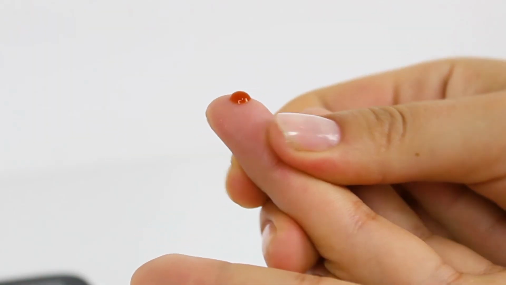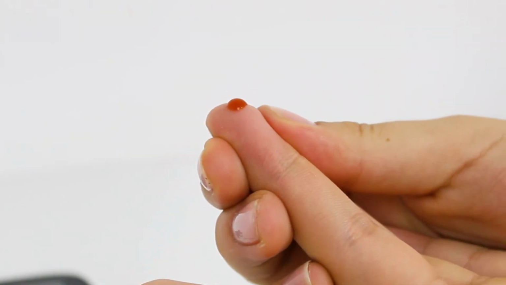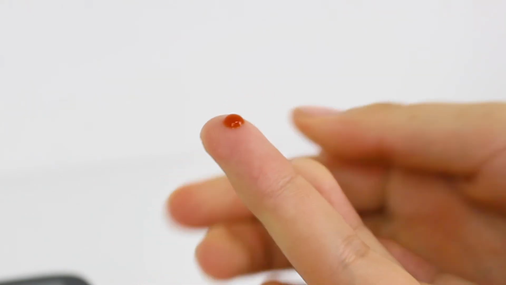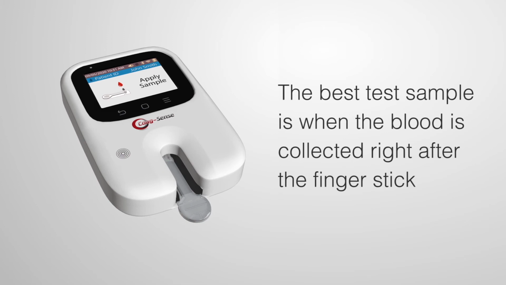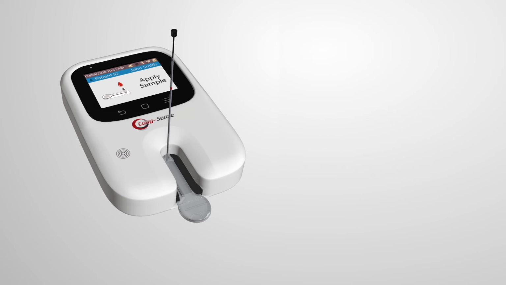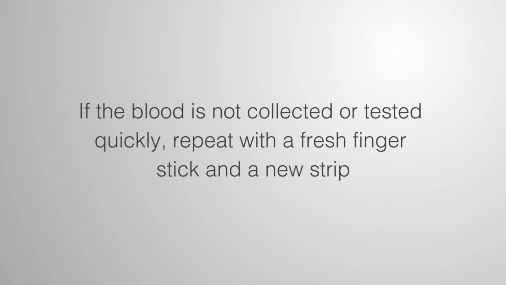Apply pressure above the joint and gently squeeze the finger from the side using your thumb and index finger from your other hand. The best test sample is when the blood is collected right after the finger stick and put into the sample well without delay. If the blood is not collected or tested quickly, repeat with a fresh finger stick and a new strip.